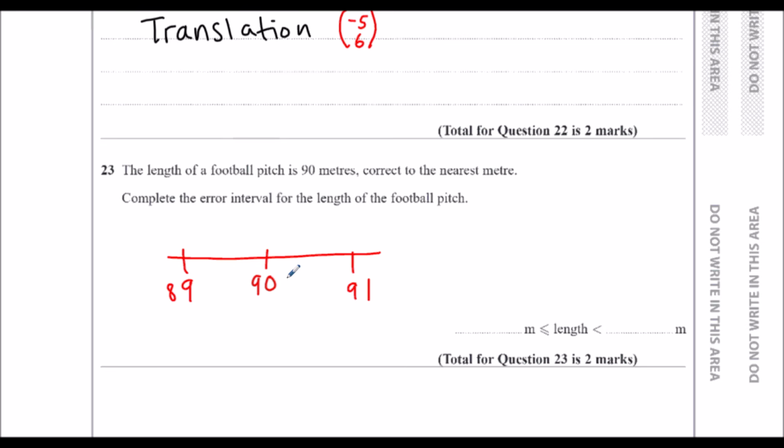So if it's 90 to the nearest meter, it must be in between these two halfway points. Halfway between 89 and 90 is 89.5. Halfway between 90 and 91 is 90.5. So it's bigger or equal to 89.5 and it's less than 90.5.